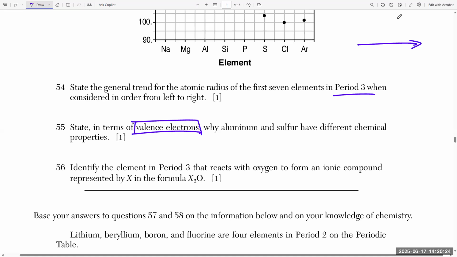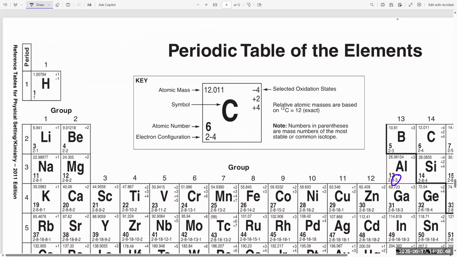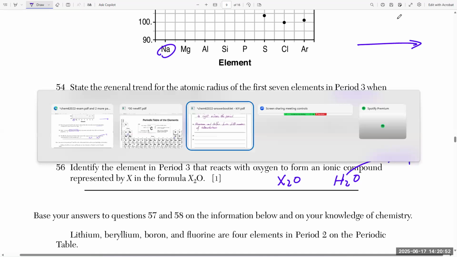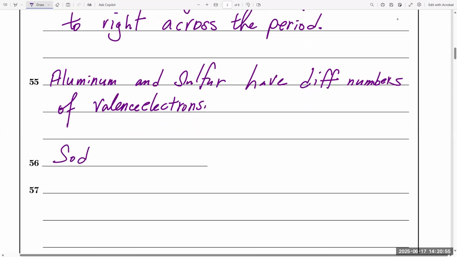Identify the element in period 3 that reacts with oxygen to form an ionic compound represented by the formula X2O. X2O looks a lot like H2O, doesn't it? And what do we know? In that case, H is a +1 ion. So who is the element in period 3 that reacts with oxygen to form that? It would be sodium, because remember, everybody in the first column is +1. They want the element, so you write sodium. Number 57.